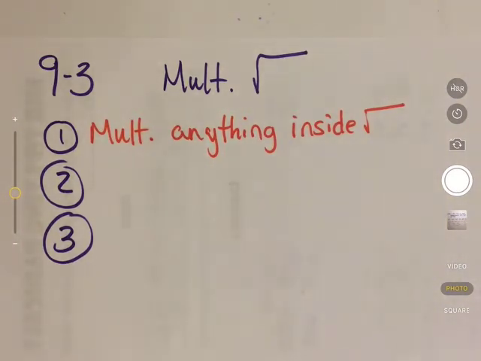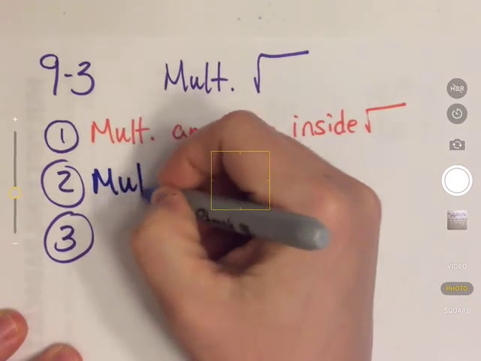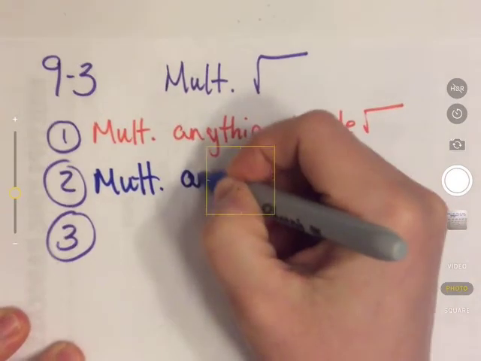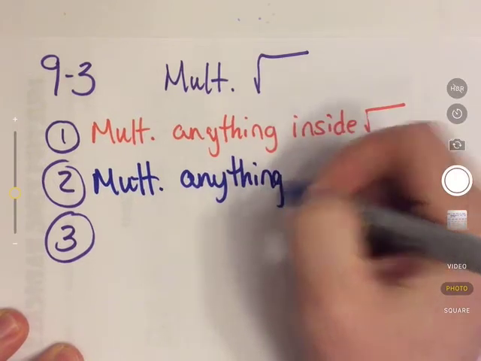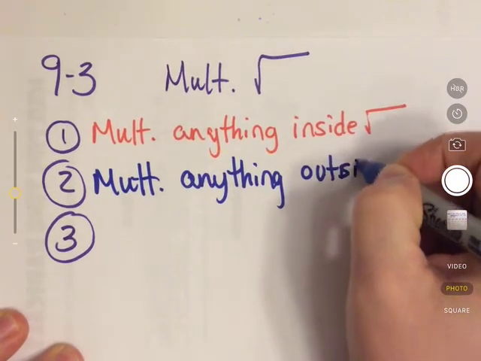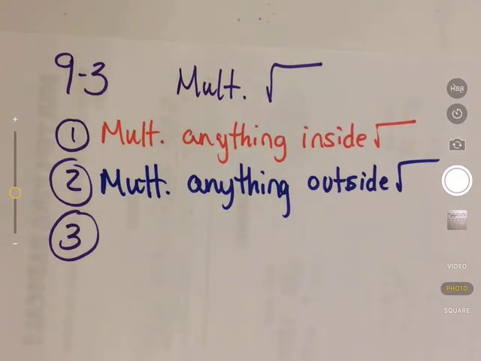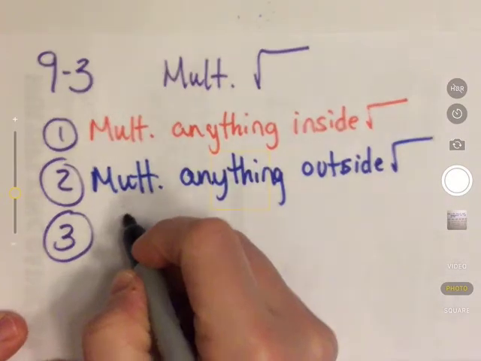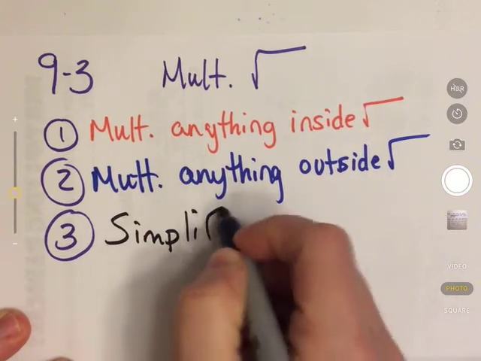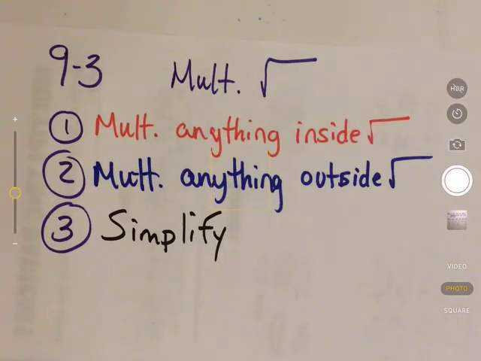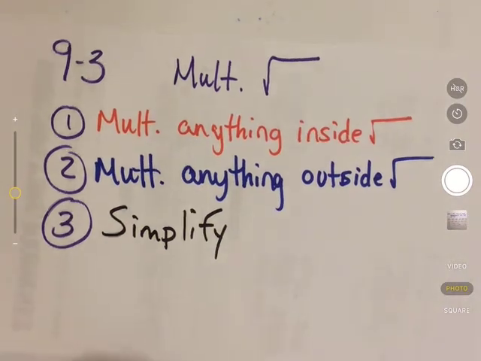Step 2, if you couldn't figure it out, is we're going to multiply anything outside. Yeah, my spelling is off today. Outside the radical with anything outside the radical. All right. And then step 3 is we're going to simplify. All right. So let's just do a few examples to get our whistle wetted. All right. So keep those rules handy. I'm just going to slide them out of view.